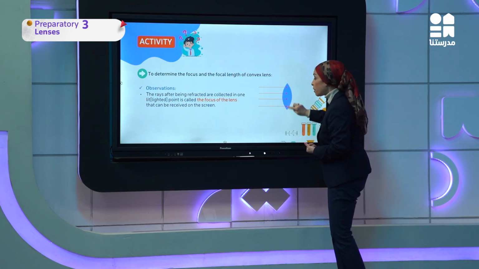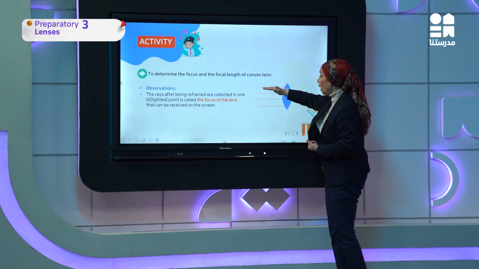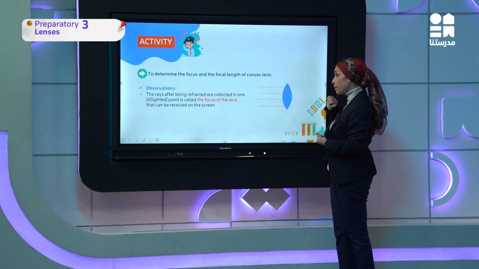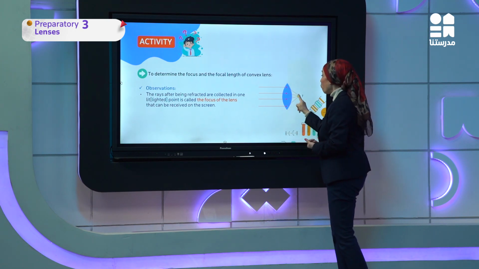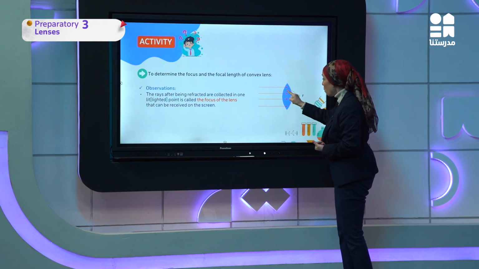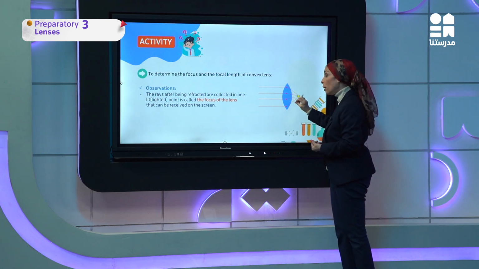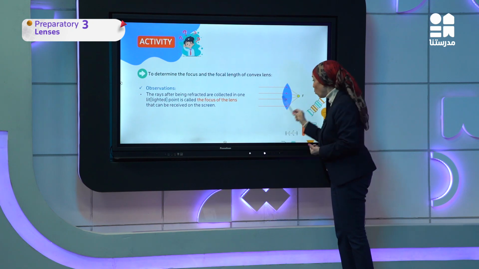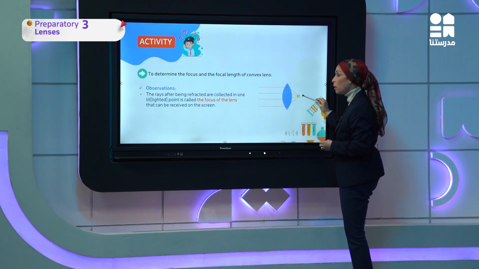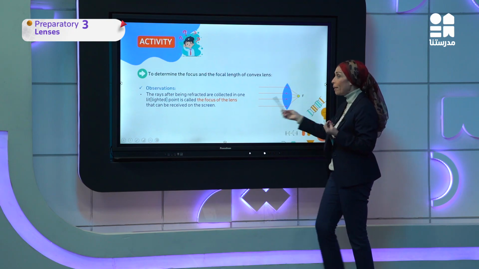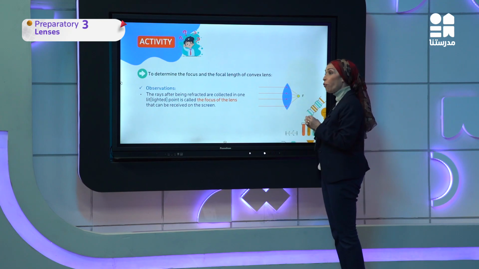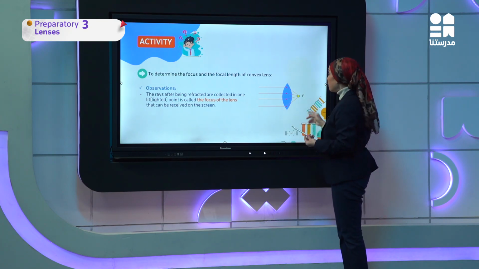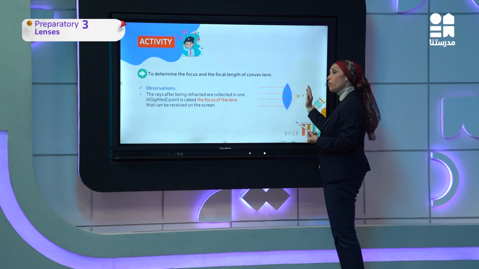Here you can see this is the convex lens and this is the midpoint, and those are the light rays. After they fall on this lens, they start to be refracted. You see the refraction here by this shape, and after refraction all these refracted rays are collected in a point which is lit. What's meant by lit point or lighted point? Called focus of the lens. Okay, and this point I can receive it on the screen. After I put the screen, I can receive it.